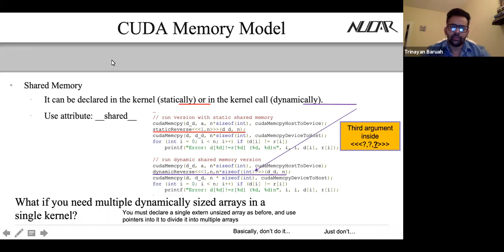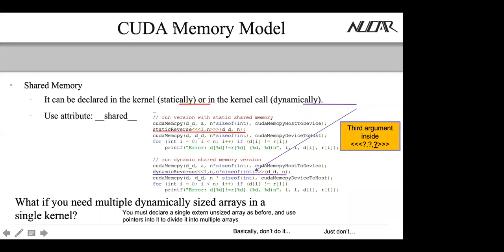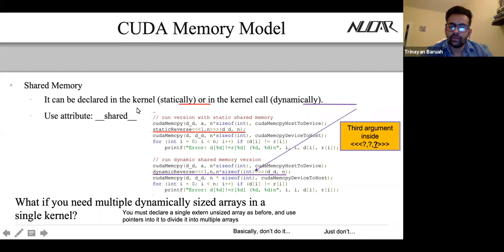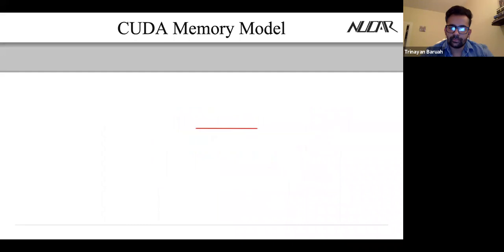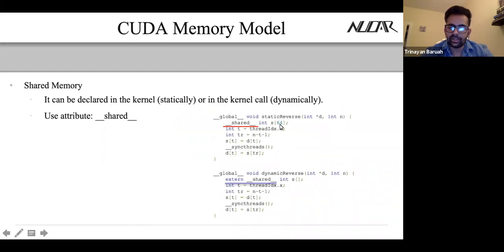So any questions on shared memory so far? Could you explain this dynamic array part once again? The dynamic shared memory? Yeah, sure. So the idea is that you can have shared memory in two ways. You can declare it statically in the kernel, so you can declare the size. So this is a static allocation where you're defining the size as 64. In a dynamic allocation, you are just declaring the array, but not really the size of the array. Is that clear?